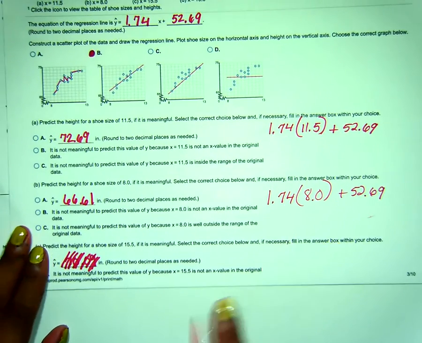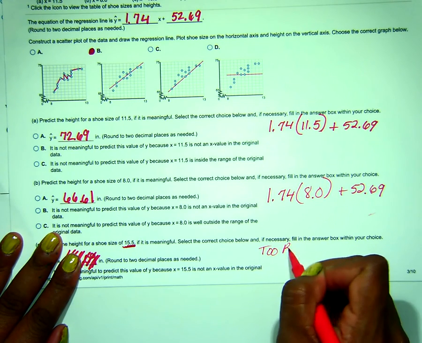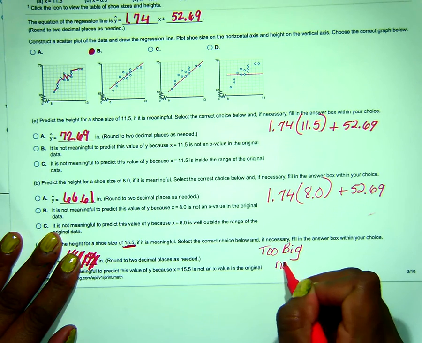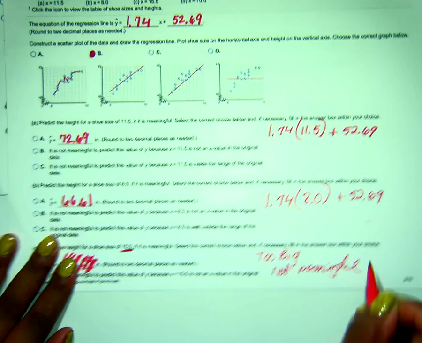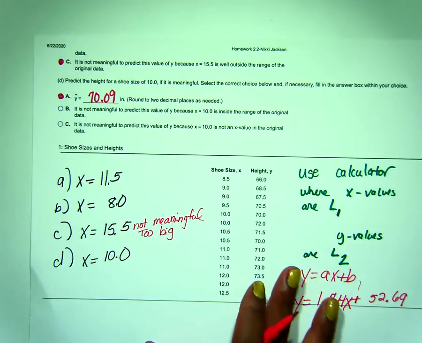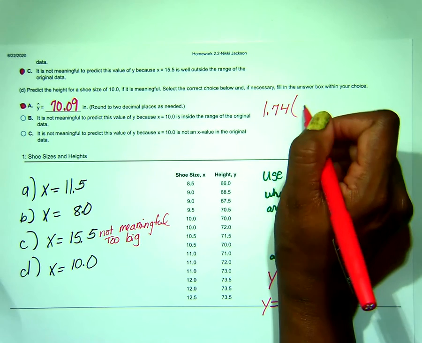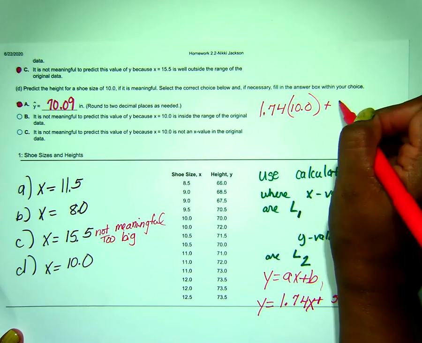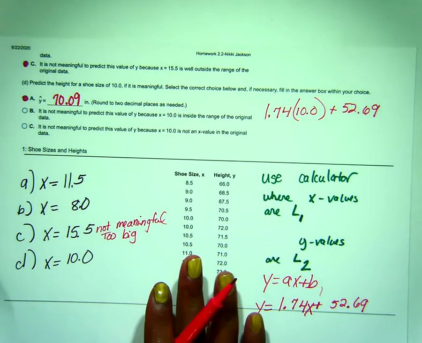Then for part C, notice how it's asking for 15. Well, that's going to be too big. Therefore, it's going to be not meaningful. The reason why it's too big, remember, our largest x value was 12.5. So right now, not meaningful. Then your last part, using the same equation. Notice how I'm doing a hard copy of everything, so you might see some stuff being repetitive. Plus the 52.69. And you have that answer. So be careful with the meaningful and not meaningful.